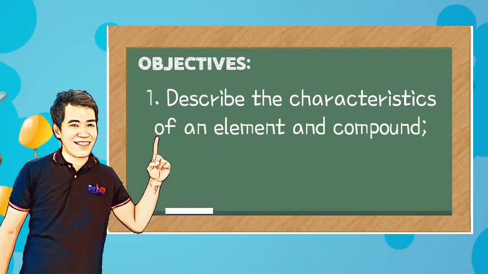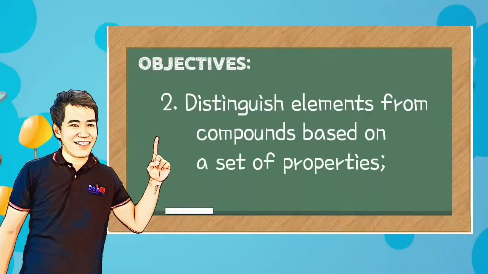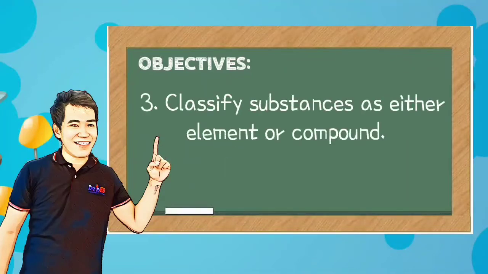Our objectives for today's lesson are: first, describe the characteristics of an element and compound. Second, distinguish elements from compounds based on a set of properties. And lastly, classify substances as either element or compound.